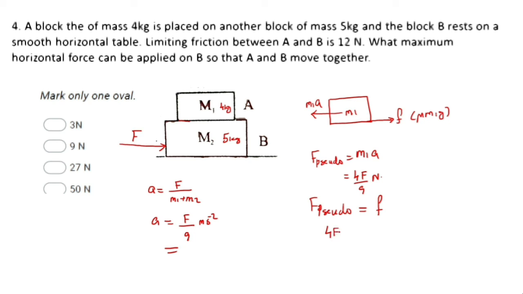That is equal to 4F divided by 9, which is equal to the frictional force acting between A and B in the question. It is given, that is equal to 12 Newton. So we now got 4F is equal to 12 into 9. Therefore F is equal to what? 12 into 9 divided by 4, which is equal to 27 Newton. Okay, so option C is the correct answer.